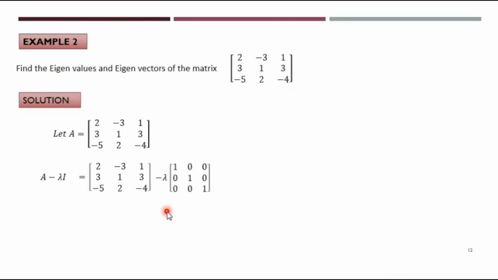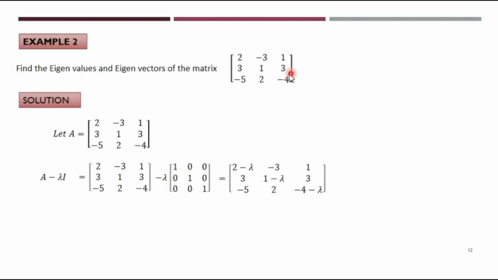All these steps can be written directly, because I have just shown them in the PPT. But in the exam, you can write A minus lambda I directly. What to do? Subtract lambda from each diagonal element. So 2 minus lambda, 1 minus lambda, minus 4 minus lambda. Nothing else to do. You need not show these steps. You can directly write A minus lambda I. So what do we need to find? The determinant of A minus lambda I.